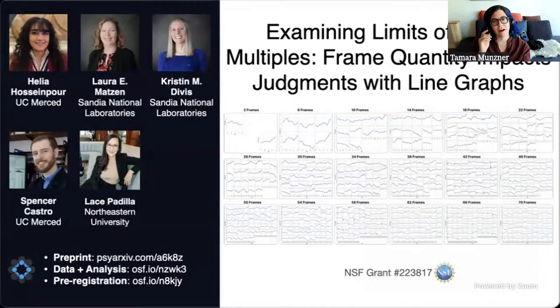Right, but I wonder if they mean order with how the participants saw stimuli, or do they mean order of the frames within the larger visualization? I actually don't know which one they mean.